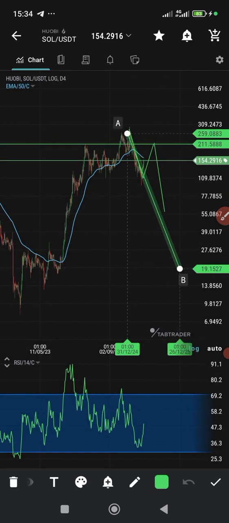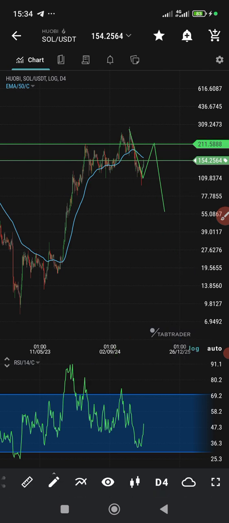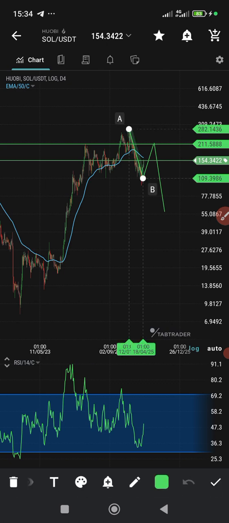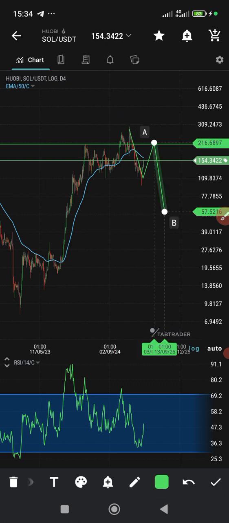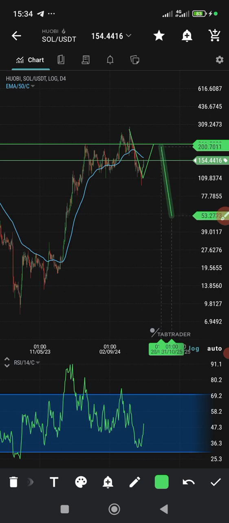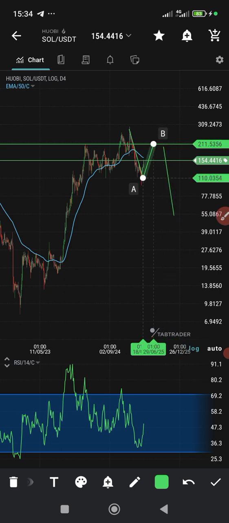Understand? So let us give an example. This one that goes down as a correction is not going to be 5 waves; it is going to be only 3 moves. A correction of ABC. That is what we have here: a correction of ABC, A, B, and C.